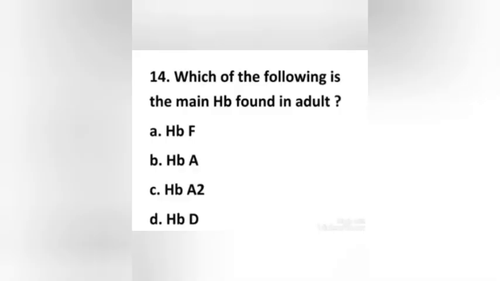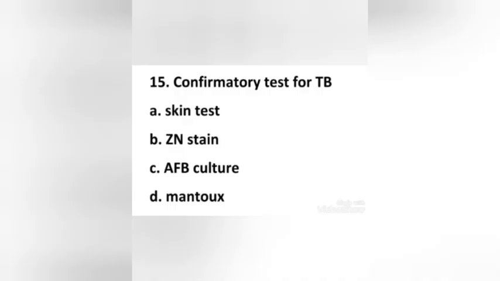Next question. Which of the following is the main Hb found in adults? HbF, HbA, HbA2, HbD. Here the right answer is option B, HbA. Next question. Which of the following is the confirmatory test for tuberculosis? Skin test, Ziehl-Neelsen, AFB culture, Mantoux test. Here the right answer is option C, AFB culture. Confirmatory test for tuberculosis is AFB culture.